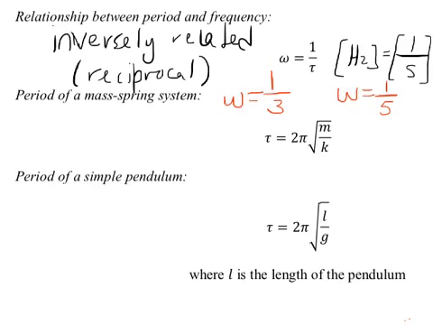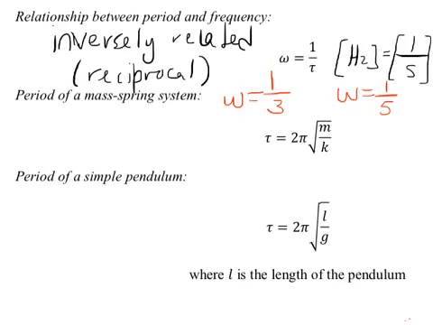You need to know that as the period increases from 3 to 5, the frequency is decreasing from 1/3 to 1/5. Again, the relationships are very key. And you'll see something like this on the multiple choice on your next test. All right, next. The next formula is the period of a mass spring system.